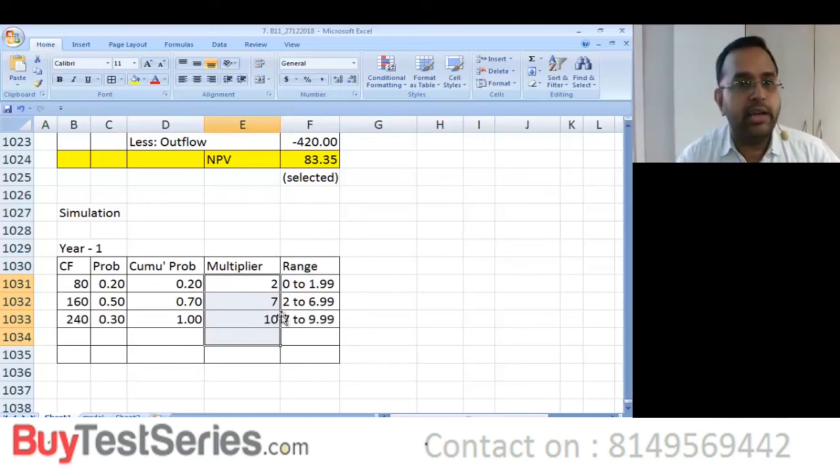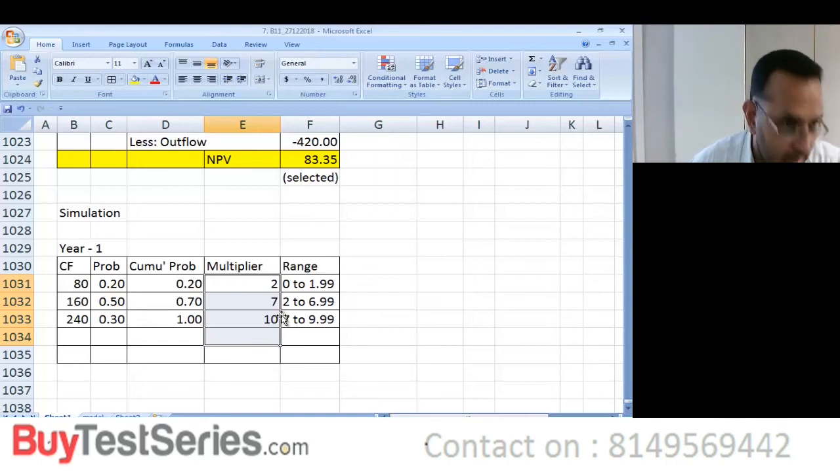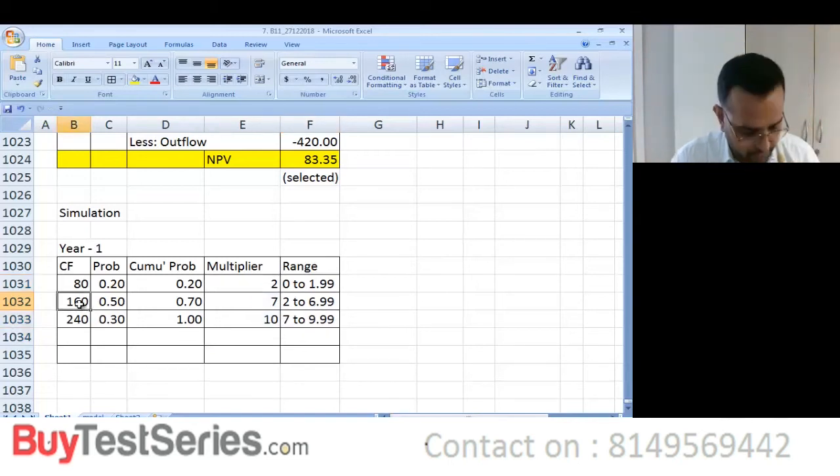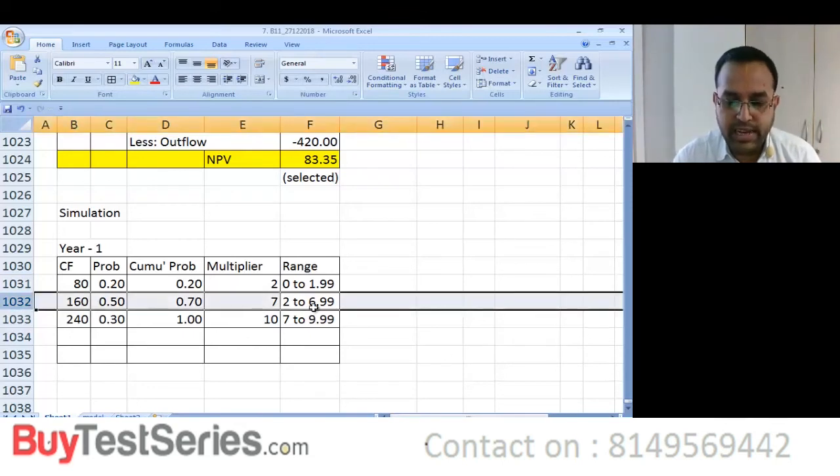0 is also a probability, right? No, I'll explain this. For example, if you say set 1, what are all the numbers given? 5, 3, 8, 1, correct? 5 falls between the range 2 to 6.99. So when the question says set 1 has got a random number of 5, I understand it as cash flow is 160.